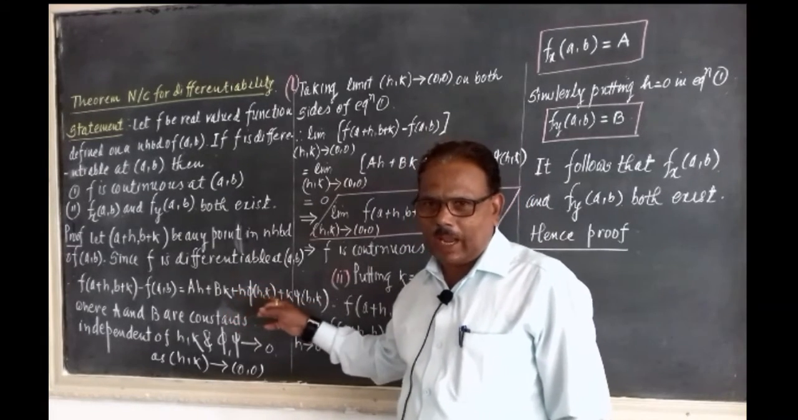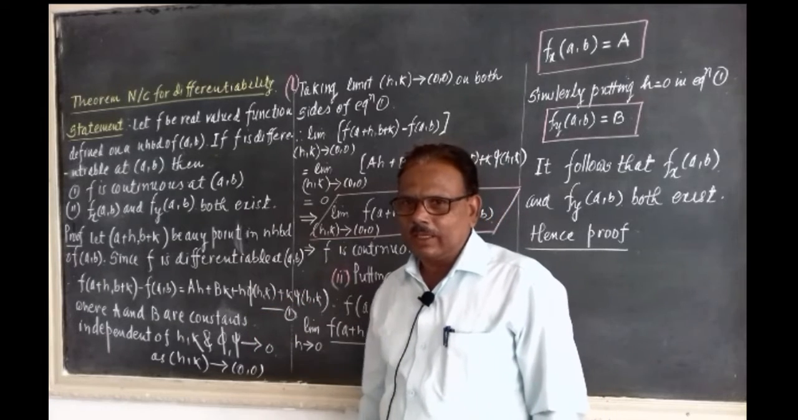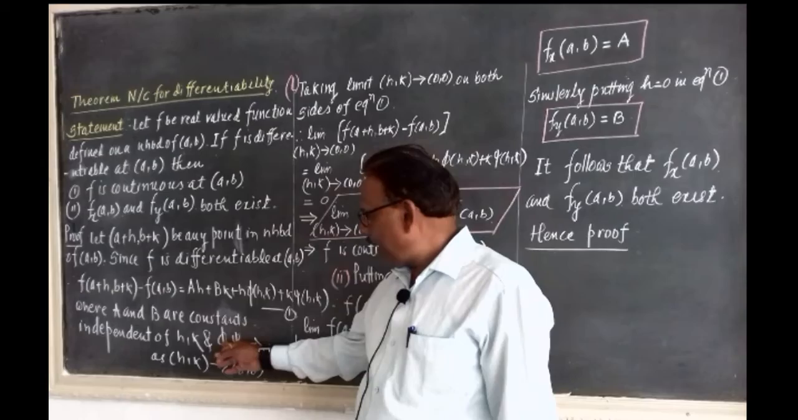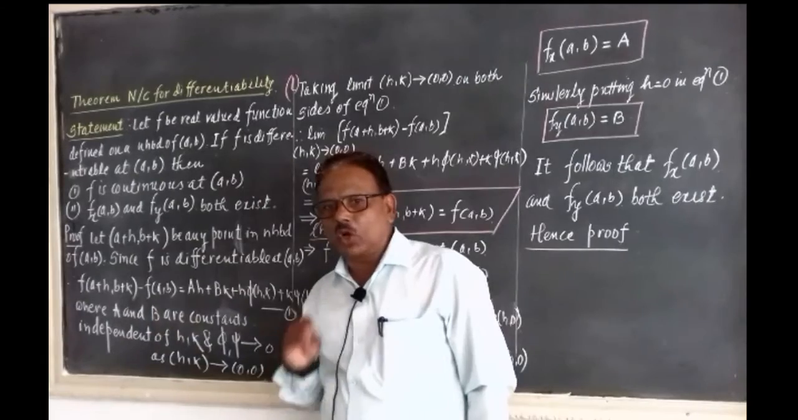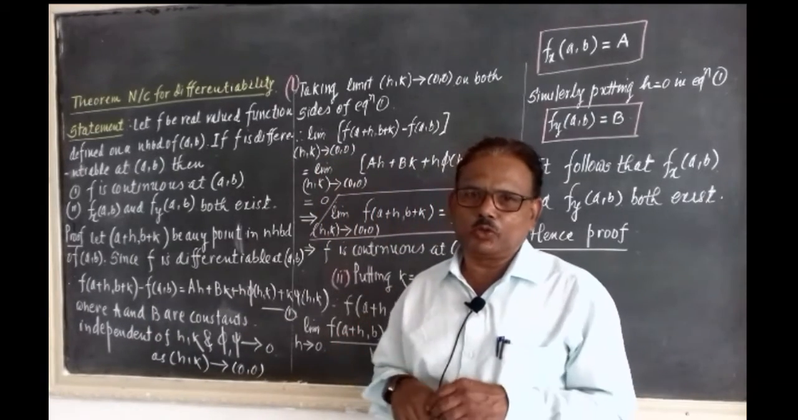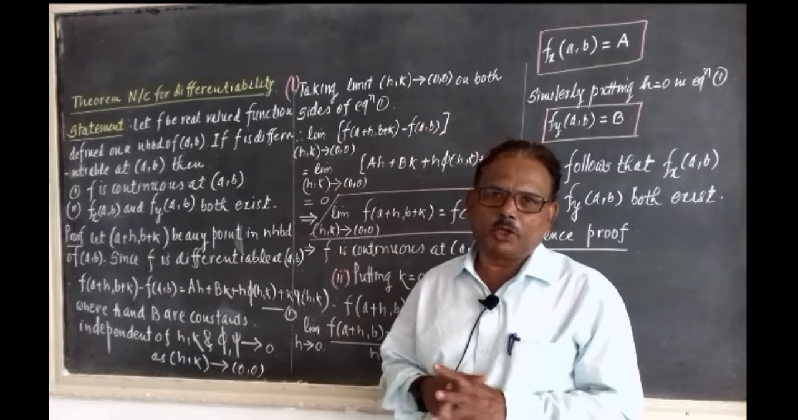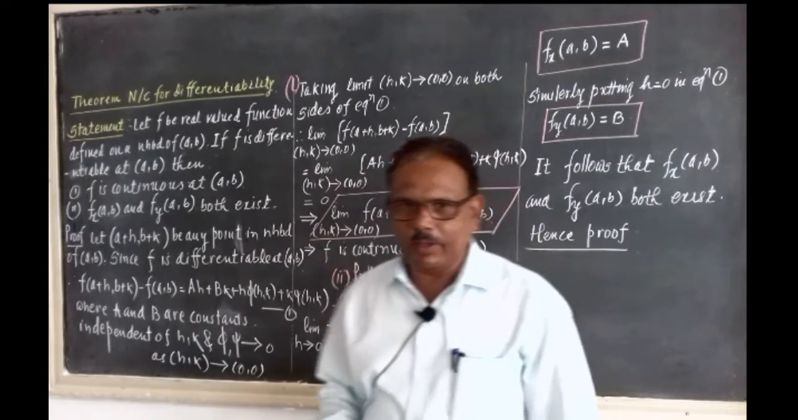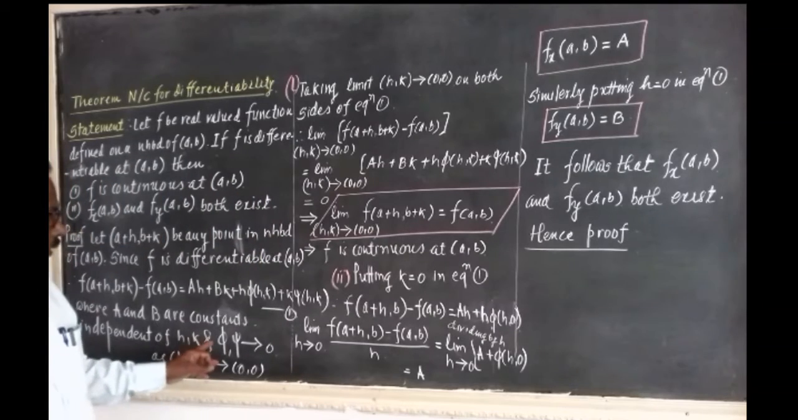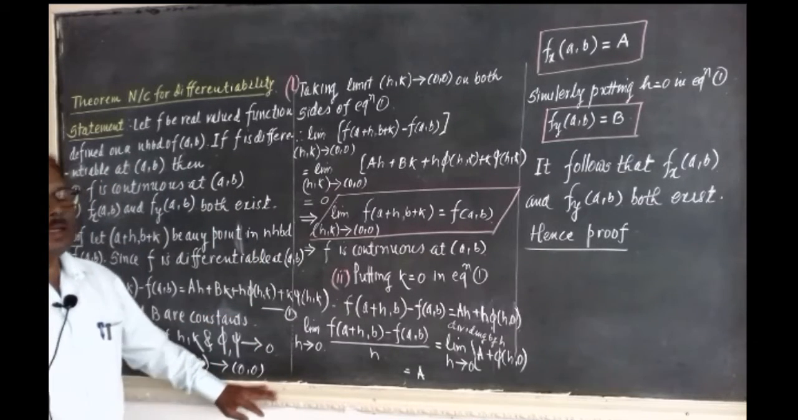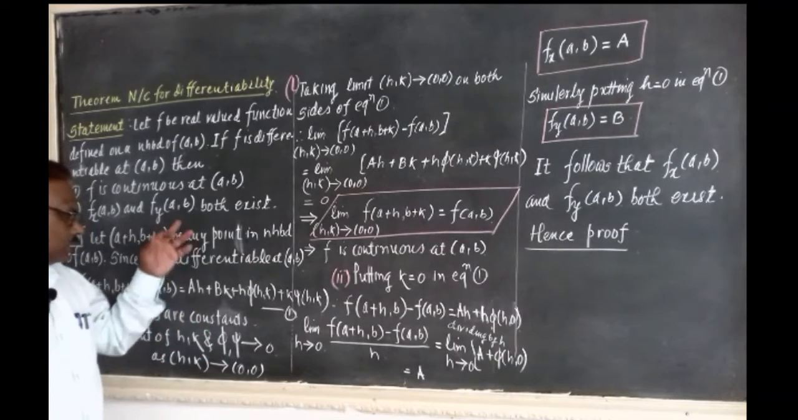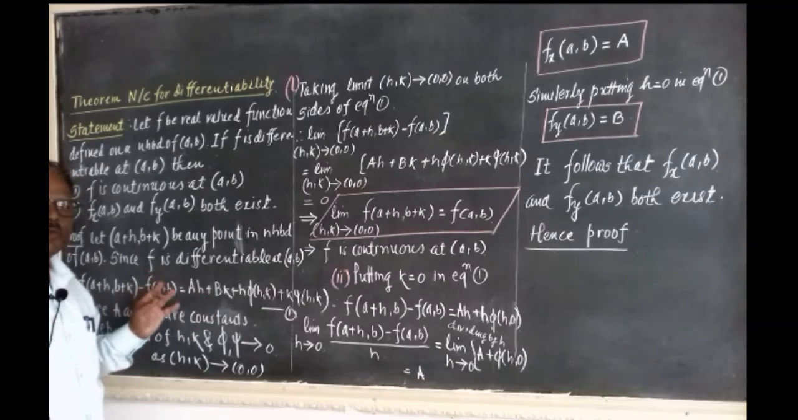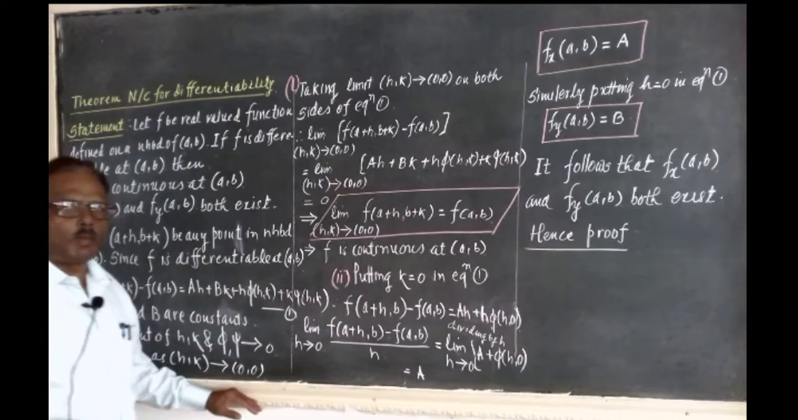Here phi and psi are functions tending towards 0 when h and k tend to 0, and A and B are constant numbers. That means A is the partial derivative with respect to x at point (a, b), and B is the partial derivative with respect to y at point (a, b). This is taken as equation number 1. Up to this you already know all these terms. The function is differentiable, so according to the definition of differentiability, we write equation number 1.